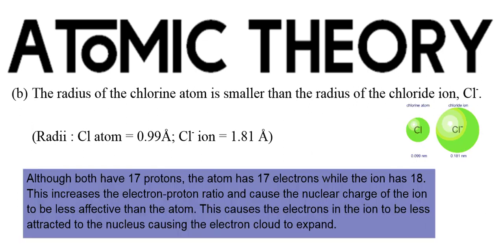So my answer is, although both have 17 protons, the atom has 17 electrons while the ion has 18. So there's my initial statement saying what each one has. I've laid the table. I've set the groundwork. Now I can discuss what that means.